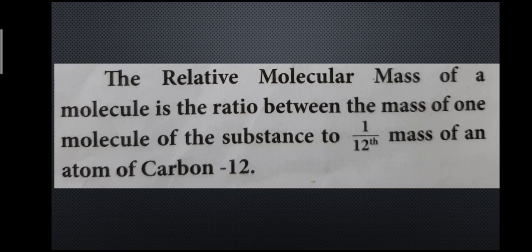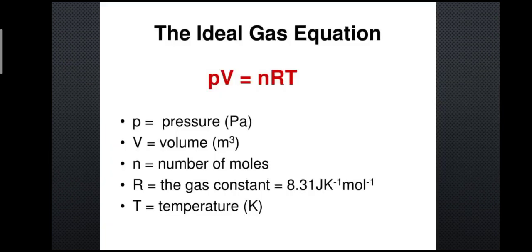Now in this concept we use only the hydrogen scale. Relative molecular mass using hydrogen scale. We should know the next concept, the ideal gas equation. PV is equal to nRT. P is the pressure, V is the volume, n is the number of moles, R is the gas constant, T is the temperature.